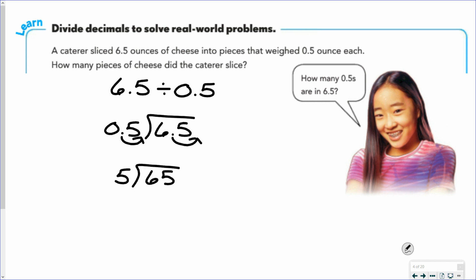We're now essentially taking 65 divided by 5. 5 goes into 6 once. 5 goes into 15 3 times. And so our answer is 13 pieces.